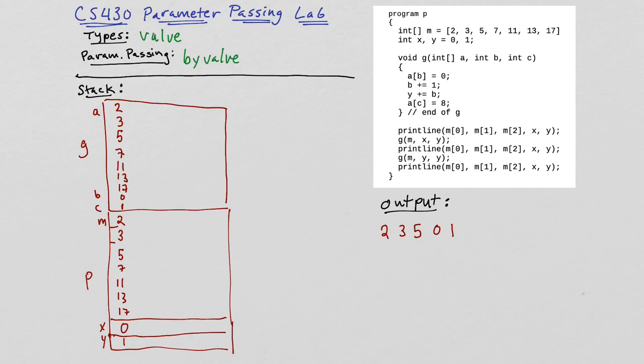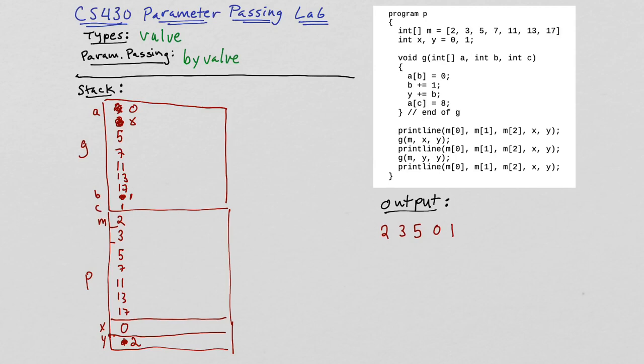Okay, so when I say A sub B equals 0, I am saying A sub B, which is 0, so that's this slot, and this is going to then change this to 0. Then I'm going to say B plus equals 1. Then I'm going to say y, which is this value, P's y, plus equals G's B. So I'm adding 1 to this value here. It becomes a 2. And finally, A sub C, so A sub 1, which is this value, is going to become 8.